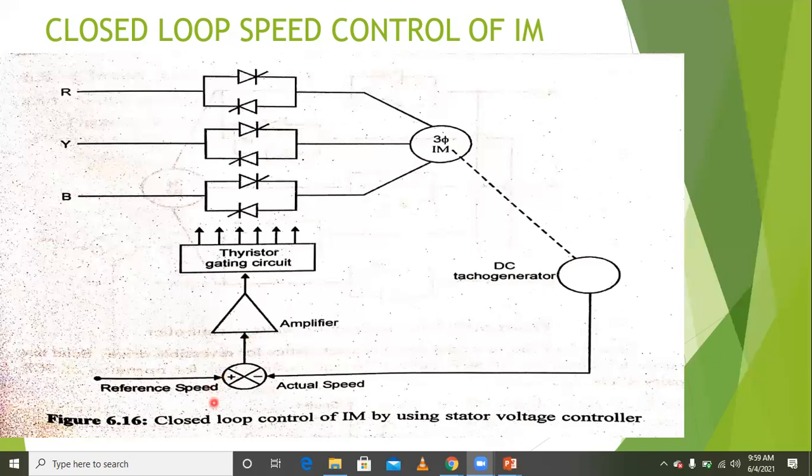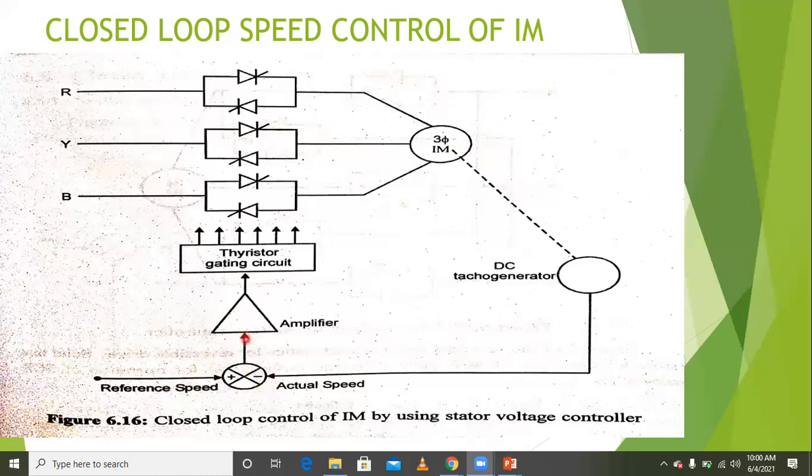The difference between these two voltages is compared in the comparator, and the output voltage is called the error signal voltage. Reference speed and actual speed: the difference between them is called the error. Reference voltage and actual voltage: the difference of these two is called the error signal voltage.